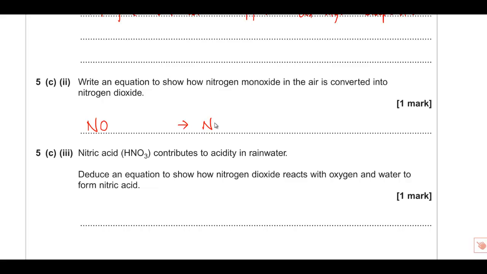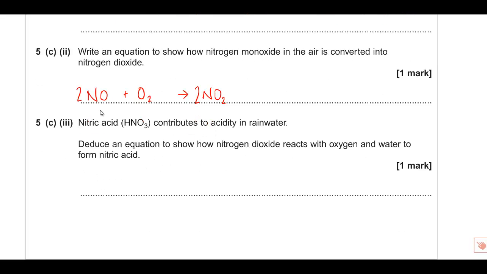Got nitrogen monoxide, nitrogen dioxide. I've got a feeling this might be one of those you just need to learn. Either way, O2 there. Balance it up. Boom. 4. Finished. Nitric acid, HNO3, contributes to acidity in rainwater.